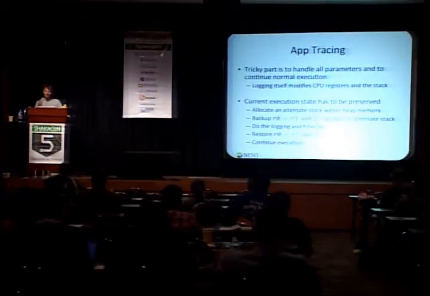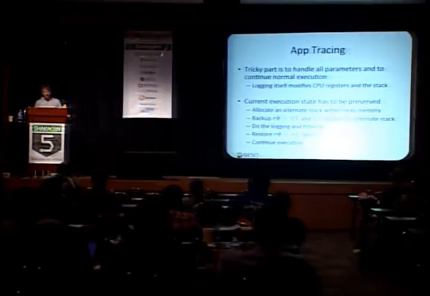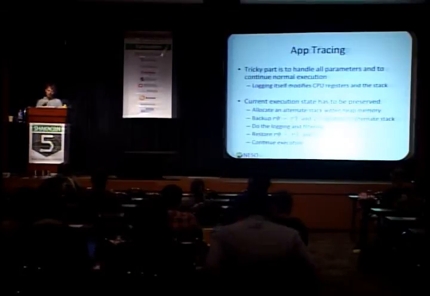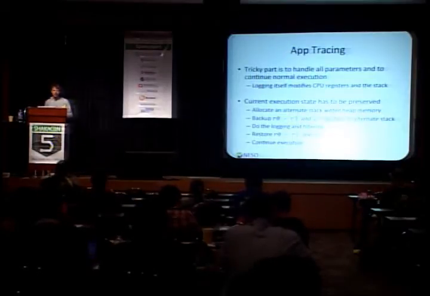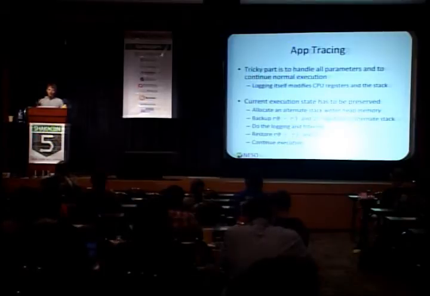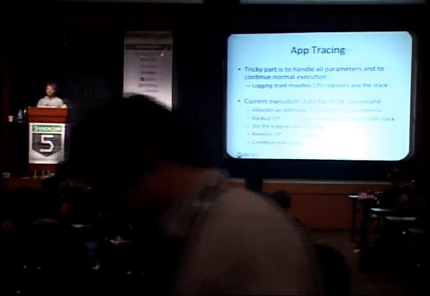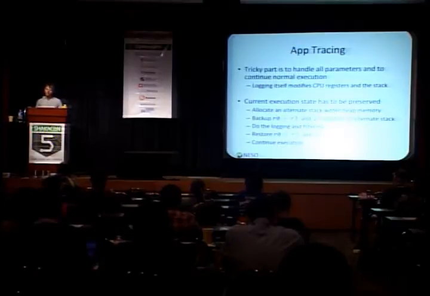execution at a very sensitive part at the central dispatcher, and the logging routines itself would modify the CPU registers again. The solution for this is to preserve the current execution state when we pause execution in that dispatcher. For this, we allocate an alternate stack within heap memory. We just back up all the registers and the stack to that alternate stack, and we can do all the logging and filtering and use the CPU as we want to. Afterwards, we restore the registers and continue execution. This was the tricky part, but doing so, no arguments will be lost during logging. We have a stack-safe tracing implementation.